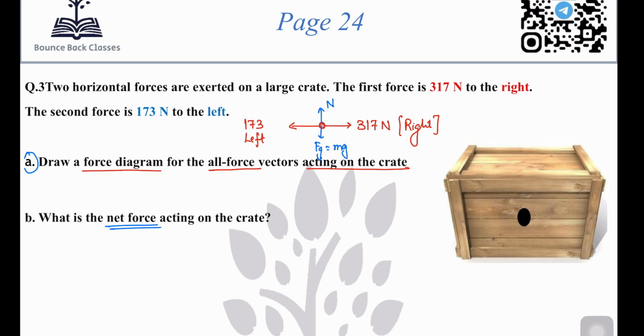Okay, what is the net force? F net is equal to 317 minus 173, which is equal to 144 Newton. Okay, what is the direction? Right side. Like this, you can solve your question and you can get good marks.